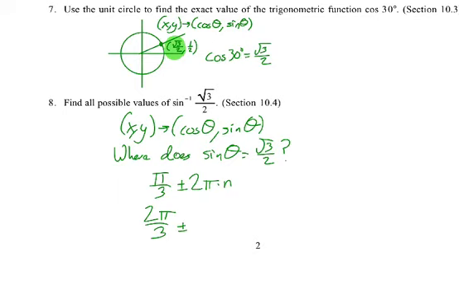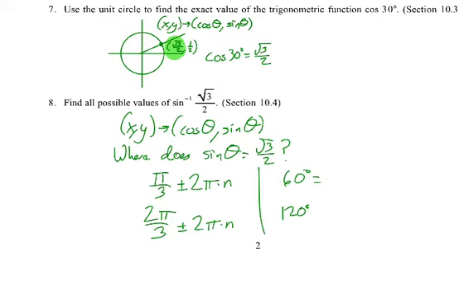Same thing with 2 pi over 3. So plus or minus 2 pi times n. So again, you're going to that angle measure and continuing to go on in full circles or going backwards full circles. In degrees, pi over 3 is 60 degrees. 2 pi over 3 is 120 degrees.